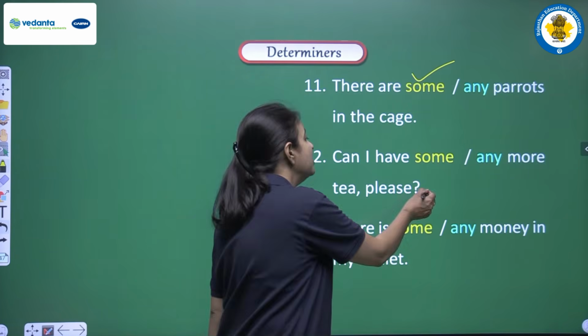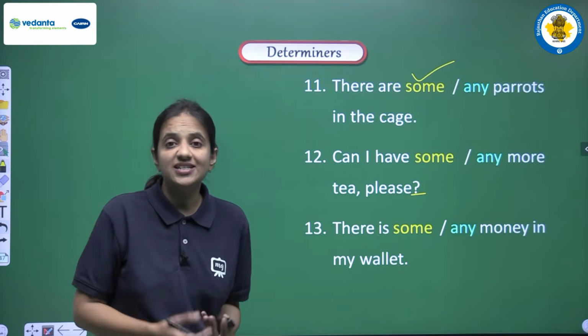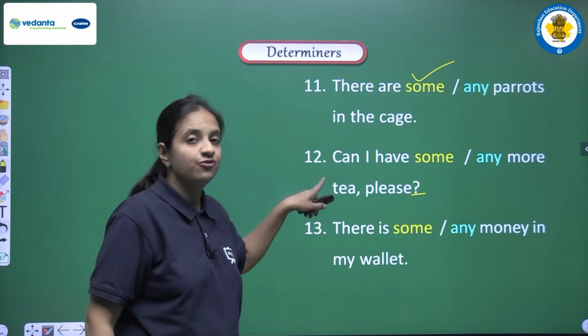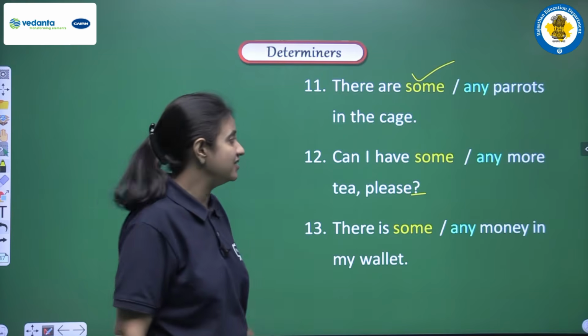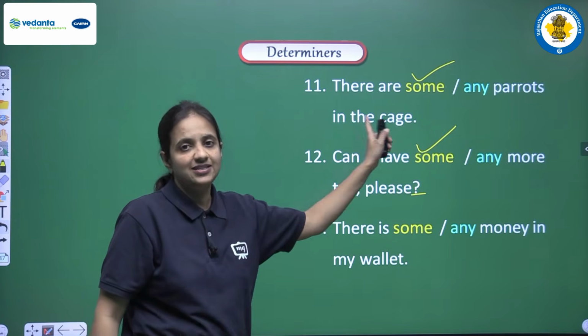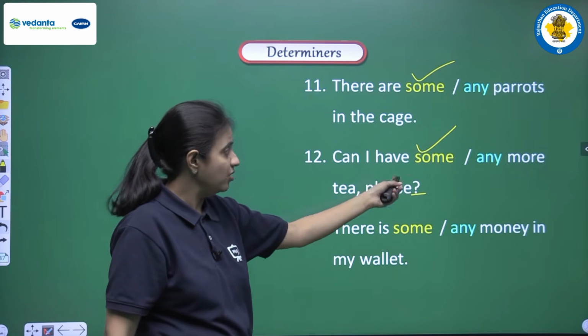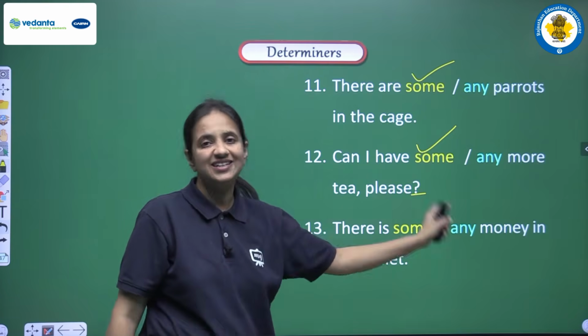Next is can I have more tea please. So yes, we are having a question mark at the end of the sentence, but in the sentence we are requesting something, we are requesting more tea, and this is the reason we will choose some here, and the proper sentence structure will be can I have some more tea please.